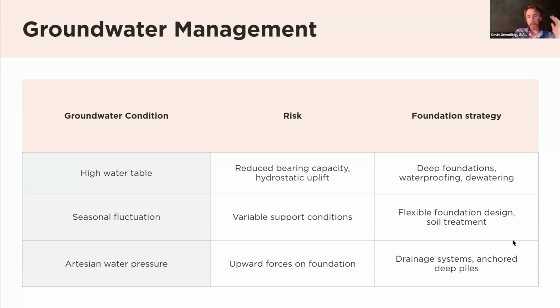Artesian water pressure is upward forces that can kind of unsettle your building. You'd use drainage systems. Like I said, the French drain is great for that too. Or subsurface drainage systems or anchored deep piles.